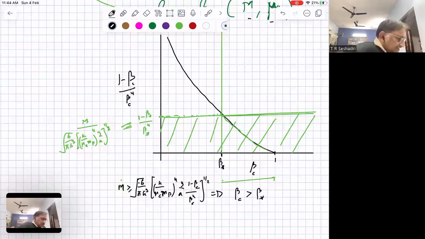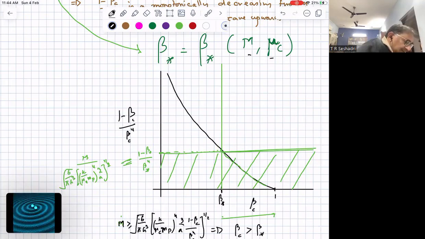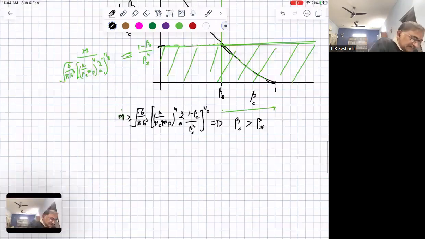Do you understand this? Graphically, this is how I have shown. Yes. Okay. So basically, I'm saying that I'm substituting M in terms of a critical quantity beta star, which I'm plotting here. And since this means that beta C has to be less than that beta star, this is the region which is allowed. And in this region, this is the only curve which is there. So it has to be beta C greater than beta star.